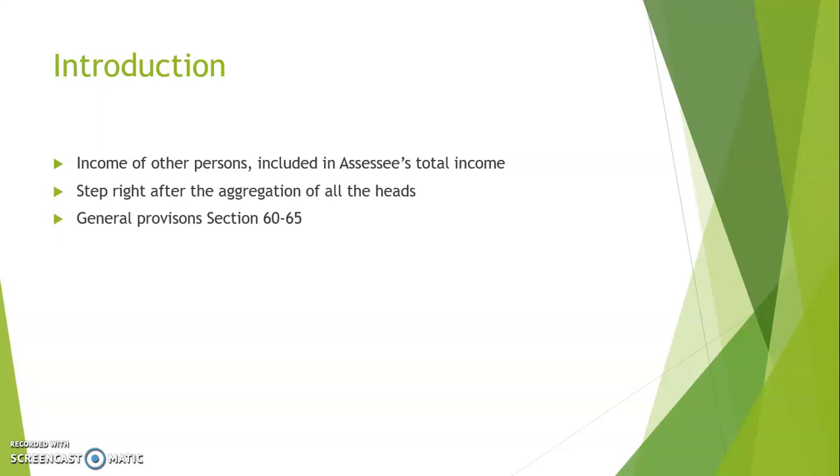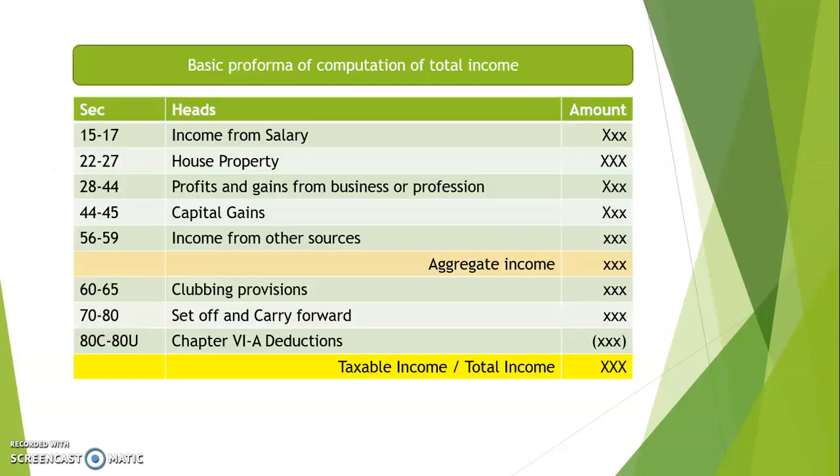If you take the structure, the order in which sections are arranged, you will understand the sections for clubbing, that is section 60 to 65, falls right after income from other sources. You'll get a better idea once you check the next slide. So here I have given you a basic proforma of computation of total income, but please keep in mind this is not necessarily the format that you should follow while you answer questions in your examinations.